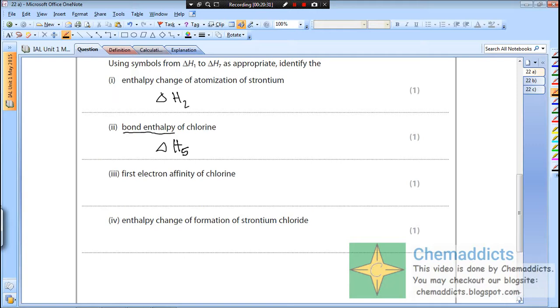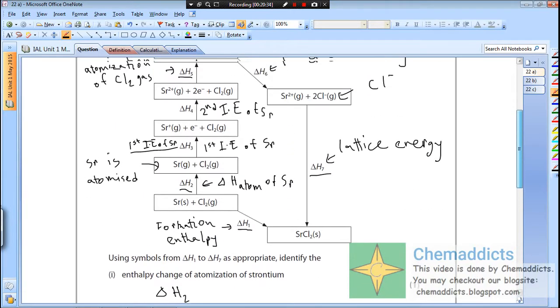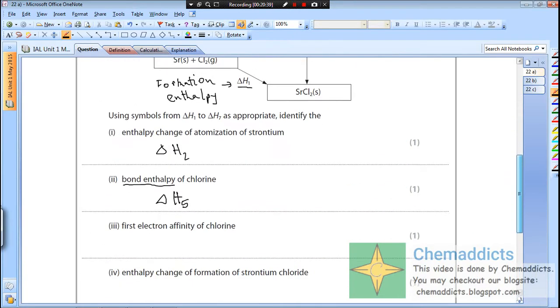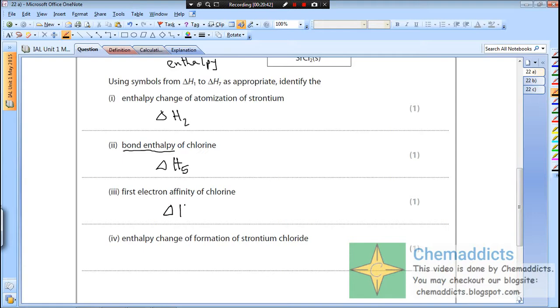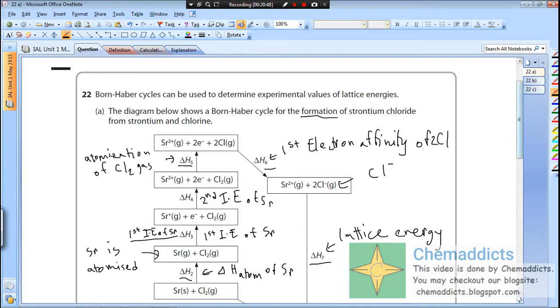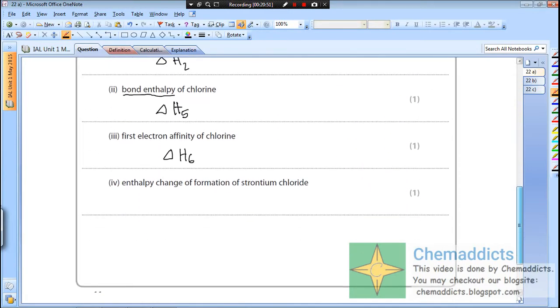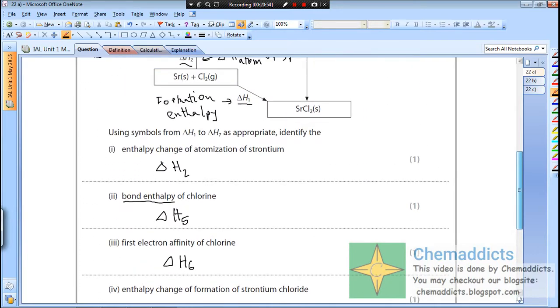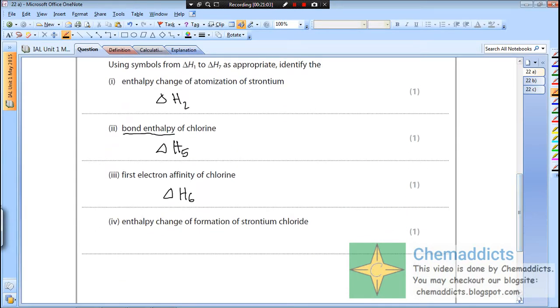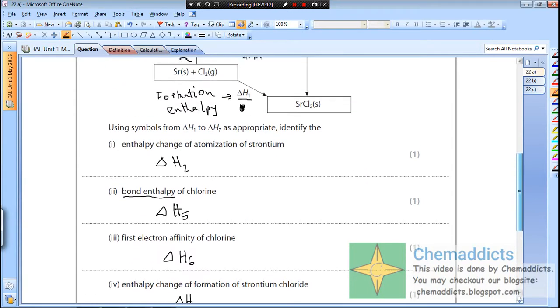So what is the first electron affinity of chlorine? In here, the first electron affinity of chlorine is del H6. Okay, that's it. First electron affinity is del H6. Enthalpy change of formation of strontium. This is the formation enthalpy of strontium chloride, which is del H1. Okay, so del H1 would be the formation enthalpy.